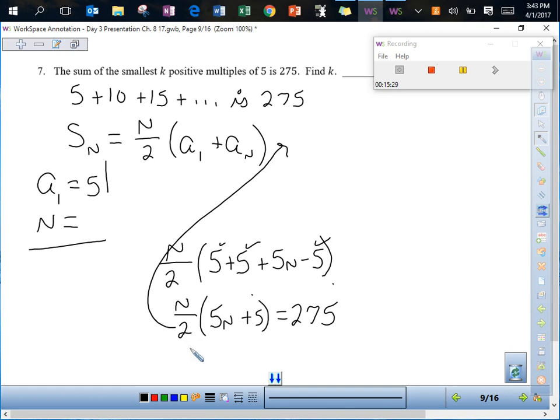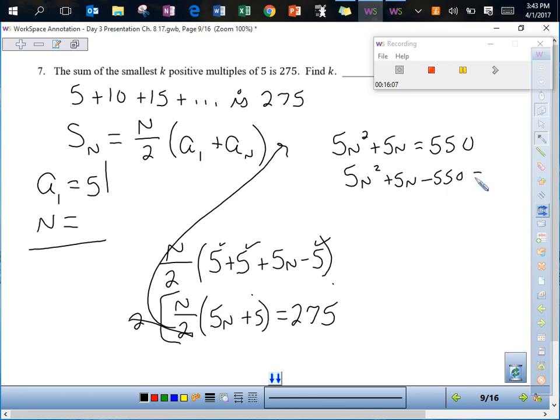So if I multiply through by 2, I'm going to have 5n squared plus 5n equal 550. So guys, what did I do? I multiplied by 2, canceled that out, and distributed. I'm going to write this as 5n squared plus 5n minus 550 equals 0.